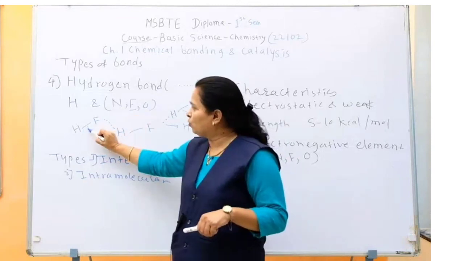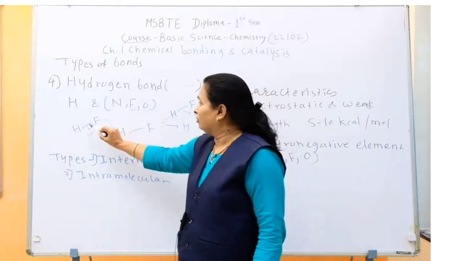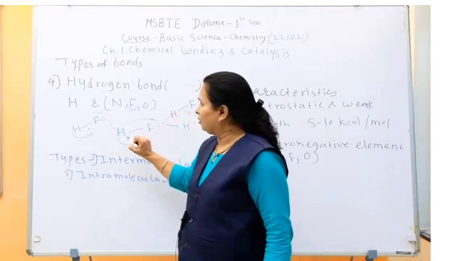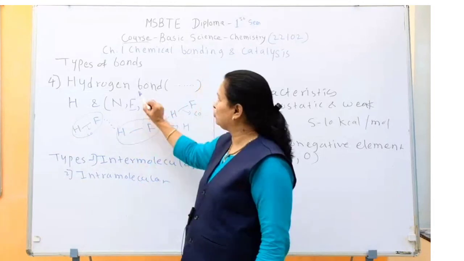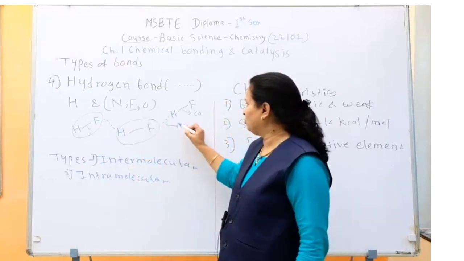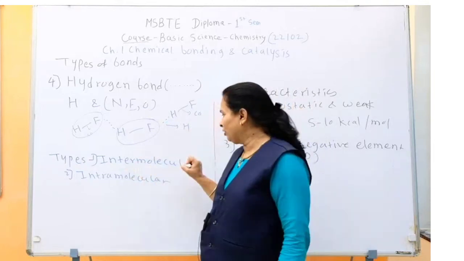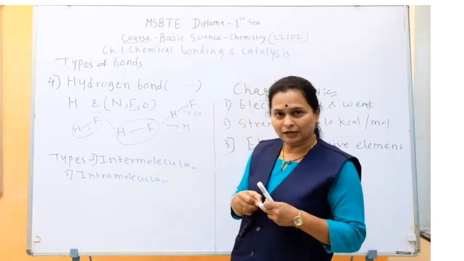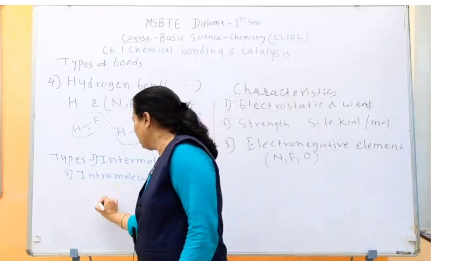This bond is a covalent bond between hydrogen and fluorine, while this is one molecule and this is another molecule. The bond between hydrogen of this molecule and fluorine of this molecule is known as a hydrogen bond. Same here, this is the hydrogen bond, this is the covalent bond. There are 2 types of hydrogen bond, intermolecular and intramolecular hydrogen bond. Let us see another example of intermolecular and intramolecular hydrogen bond.